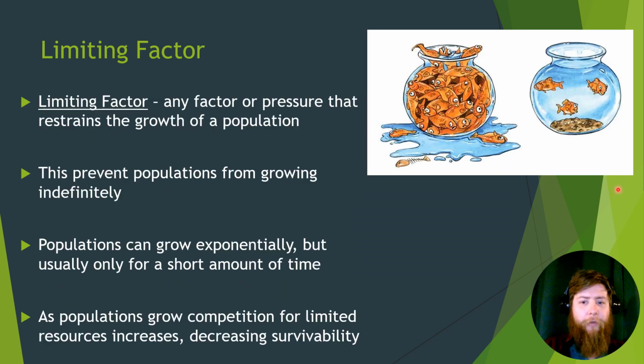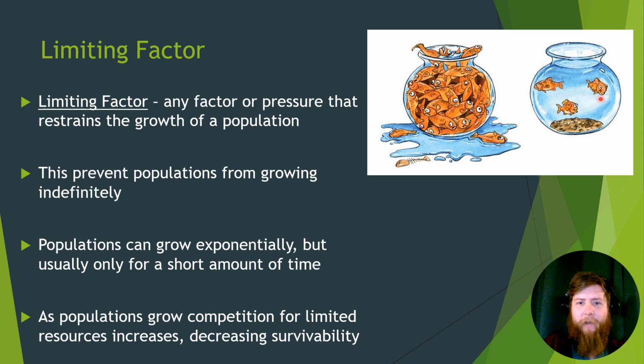With exponential growth, usually what stops this process is a limiting factor. This is a factor or a pressure that restrains the growth of a population. It takes this population and slows down the growth, and it prevents them from growing indefinitely and just getting bigger and bigger and bigger.